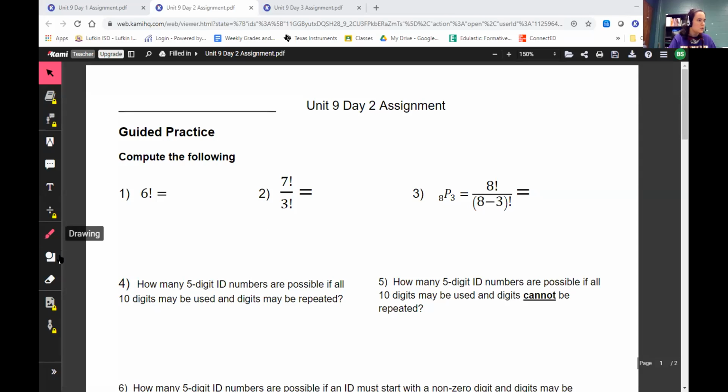Okay, now we are looking at day 2's guided practice over permutations. So the first one, we have 6 factorial. You can type this in as 6 times 5 times 4 times 3 times 2 times 1, or you can just do your 6 and your factorial. And we get 720.